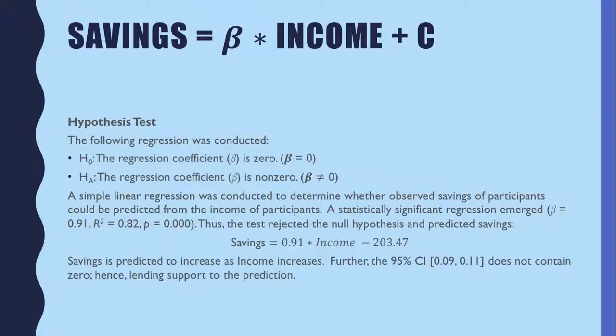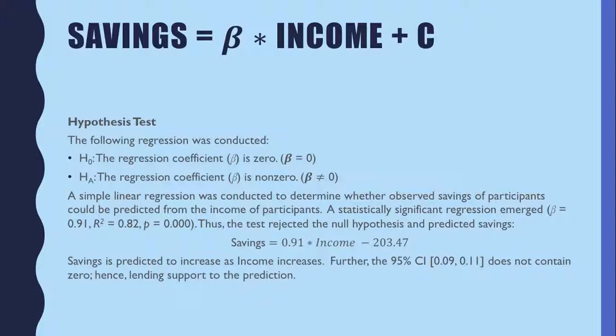Our second test uses savings as the dependent variable and income as the independent variable. The following regression was conducted. The null hypothesis states that the regression coefficient is 0. The alternative hypothesis states that the regression coefficient is non-zero. A simple linear regression was conducted to determine whether observed savings of participants could be predicted from the income of participants. A statistically significant regression emerged. Beta equals 0.91, r squared equals 0.82, p-value equals 0.00.